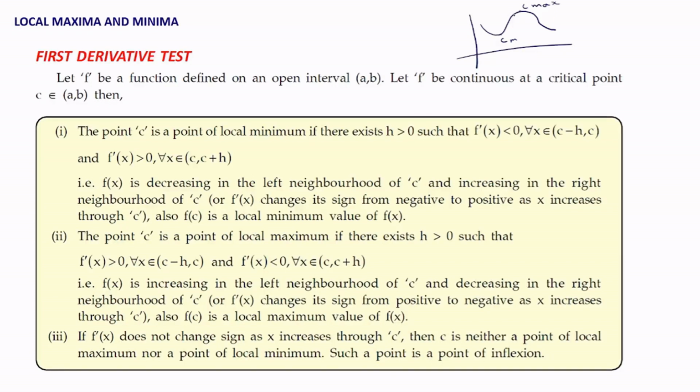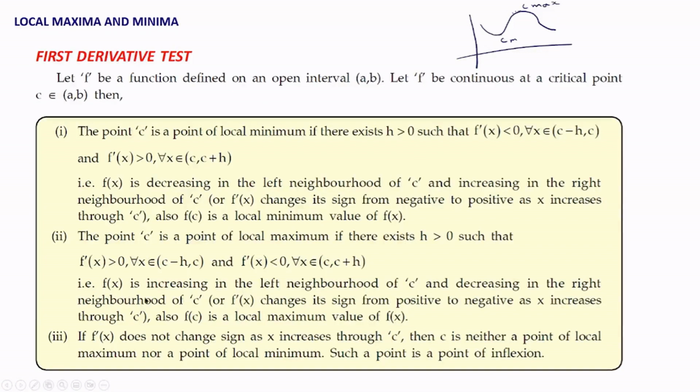So at all these points, that is in the nearest left neighborhood of C, f dash of x is more than 0, and in the right neighborhood of C, at the points from C to C plus h, f dash of x is less than 0, it is decreasing. Then in that case we call this point C a point of local maximum.